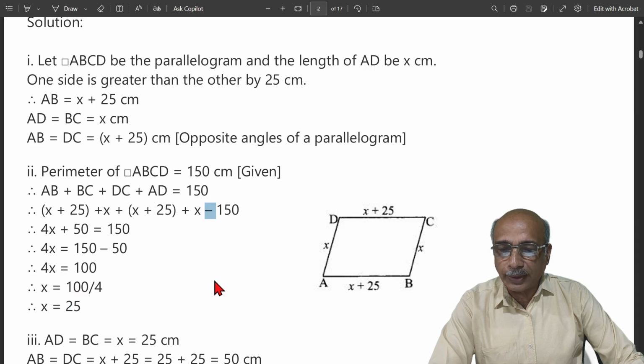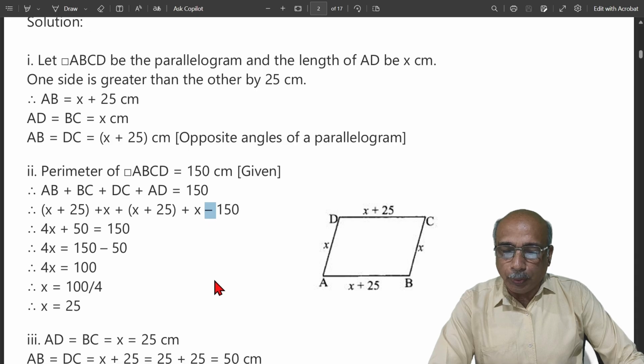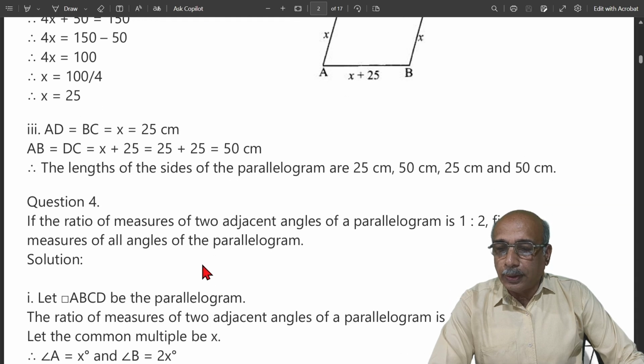So the value of x equals 25. Now, what are the lengths given? AD equals BC equals x equals 25. AB equals DC equals x plus 25. Therefore, AB equals DC equals 50 centimeter.